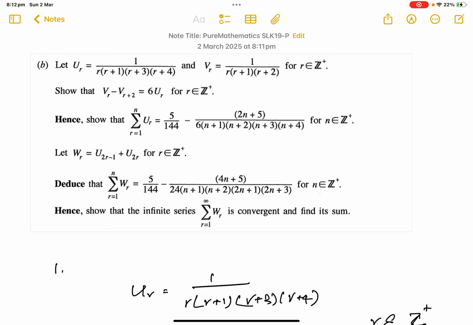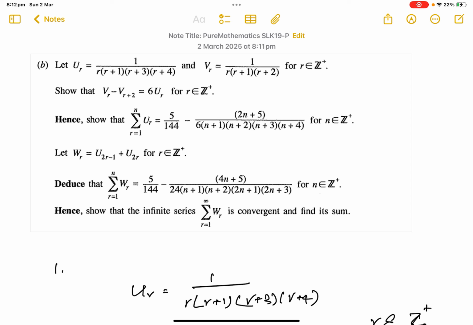Let U_r equal 1 over r times (r plus 1) times (r plus 3) times (r plus 4), and V_r equal 1 over r times (r plus 1) times (r plus 2), where r is an element of the positive integers. Show that V_r minus V_(r+2) equals 6 U_r.